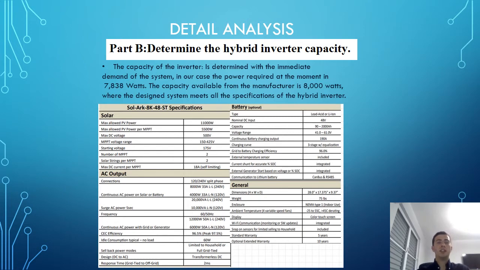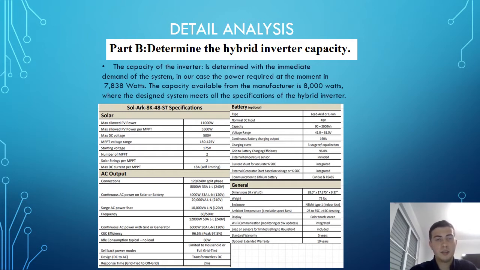And the part B of this problem is to determine the hybrid inverter capacity, that the capacity of the inverter is determined with the immediate demand of the system. In our case, the power required at the moment of 7,838 watts, and the capacity available for the manufacturer is the 8,000 watts. With this, the design system meets all specifications of a hybrid inverter.